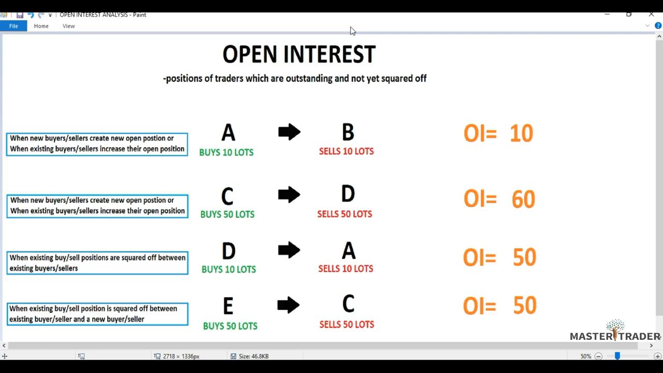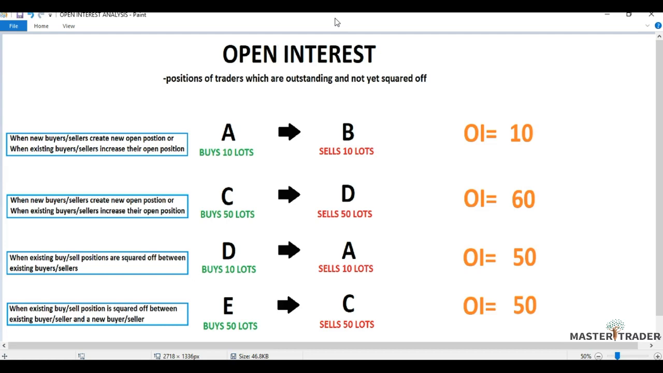Let's say somebody has bought one lot or one contract of Reliance futures. That is the interest that is open in the market. That buyer is showing interest in the stock to go up. Now, if somebody has bought, then somebody must have sold to him. So if somebody buys one contract of Reliance futures, on the other hand, somebody is selling one contract of Reliance futures, so the open interest equals one. There's an interest from the buyer side and the seller side.